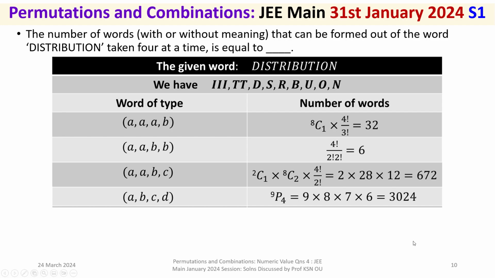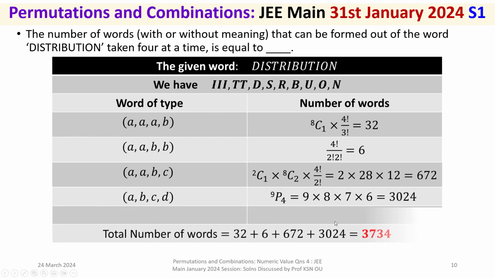The total number of ways of forming a word of length 4 from the word DISTRIBUTION is given by the sum of all these: 32 plus 6 plus 672 plus 3024, which is 3734. So the answer to this question is 3734, and that is the detailed discussion of the given question.